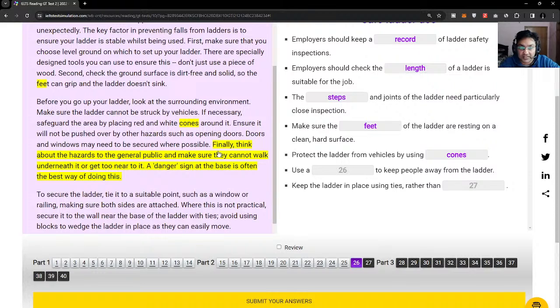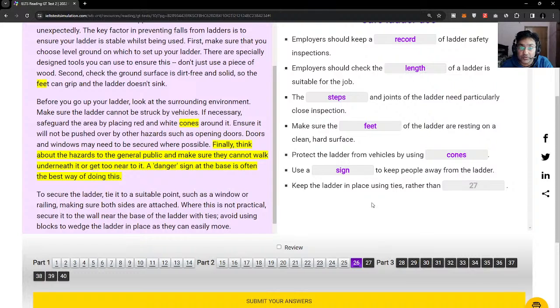This entire statement is summarized by this one sentence. So you need to understand the meaning. Use what? Use a danger sign. But since we cannot use the word danger, use a danger to keep people away, danger does not make sense. So this is what makes sense.